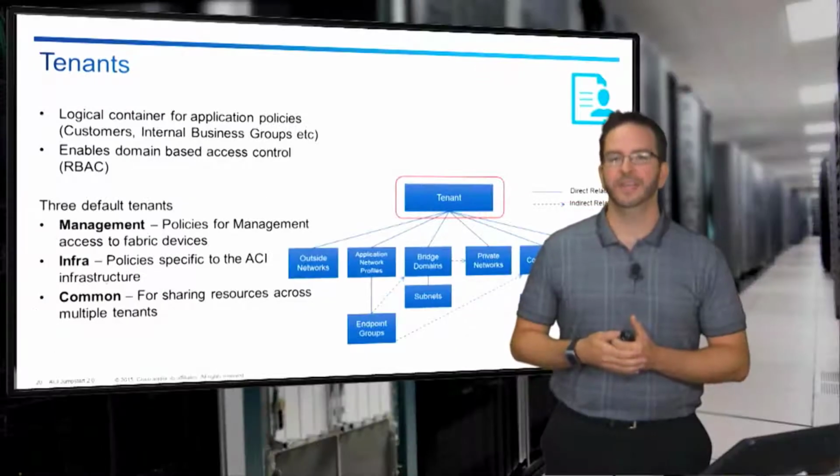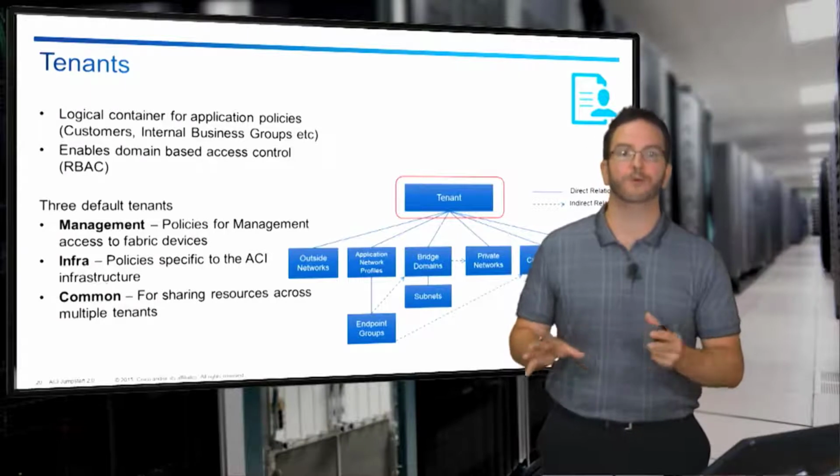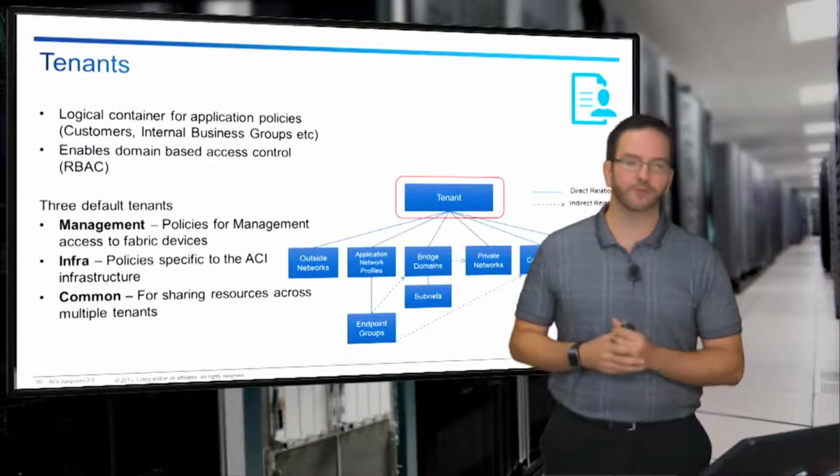The next one we talk about is the infrastructure tenant. This is another specialized tenant, really for the infrastructure. So these are going to be policies for the control plane back end of ACI.